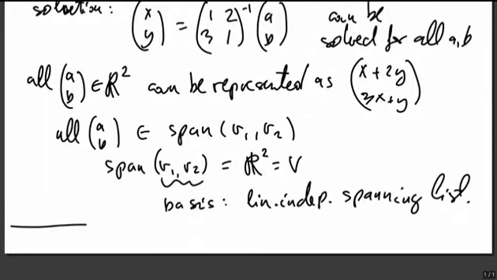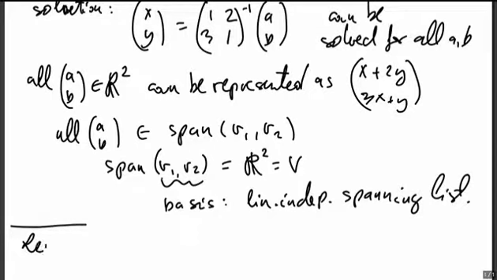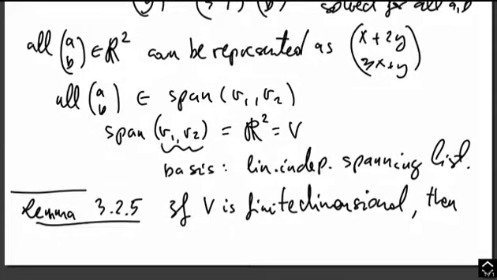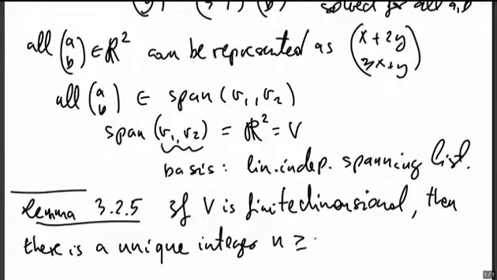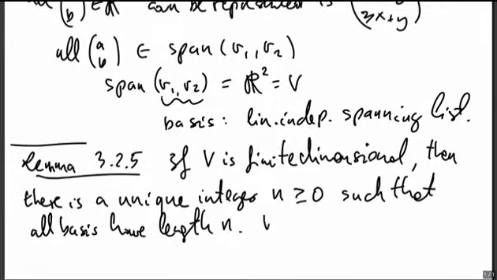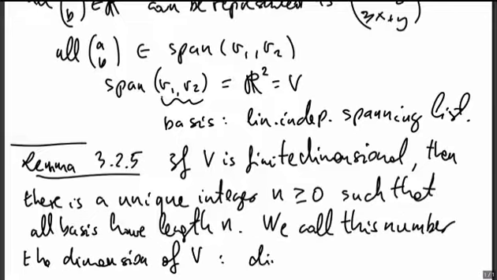We still have a few more things to cover in this section. The next lemma, 3.2.5, says that if V is finite dimensional, then there is a unique integer n greater than or equal to 0, such that all bases have length n. And we call this number the dimension of V. And the notation is that dim V equals n.